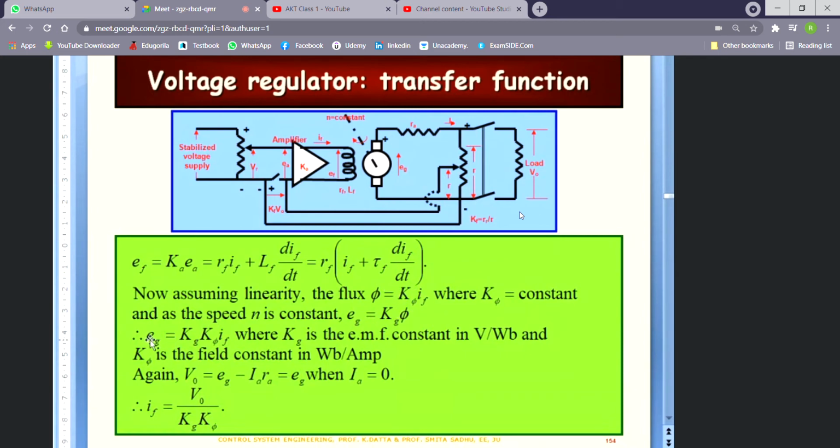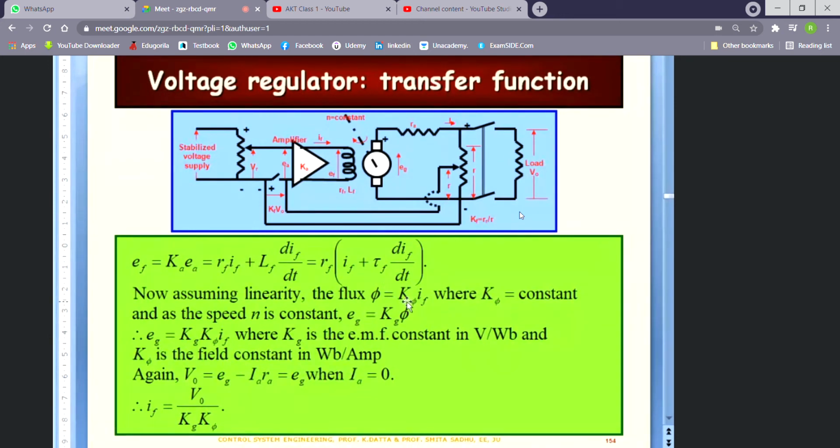this is what we get. So Eg is equal to kg k phi IF, where kg is known as the EMF constant in volts per Weber. You can see that, right? Over here, kg is the constant linking a voltage with the flux. So the unit is going to be voltage per flux, that is volts per Weber. And k phi is known as the field constant.